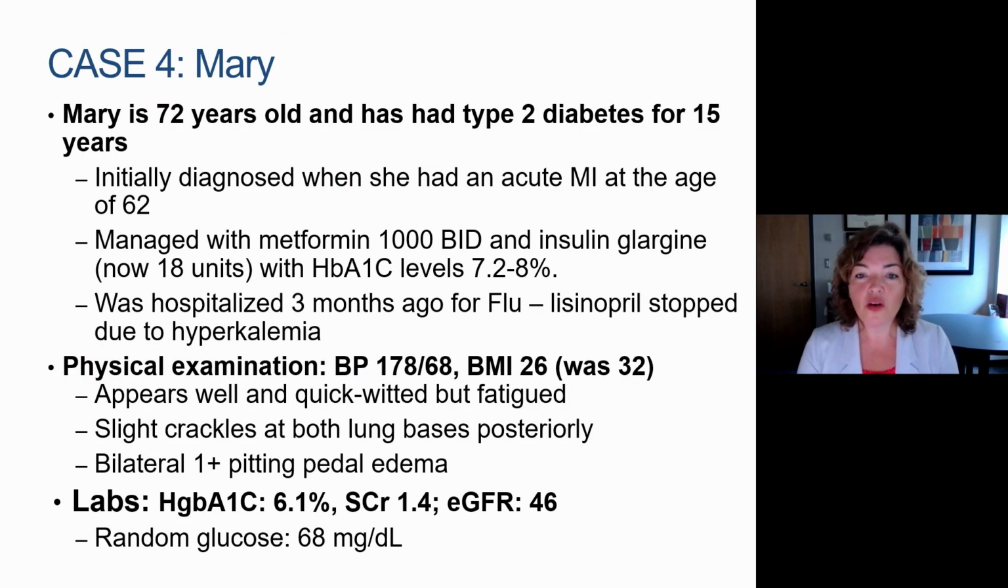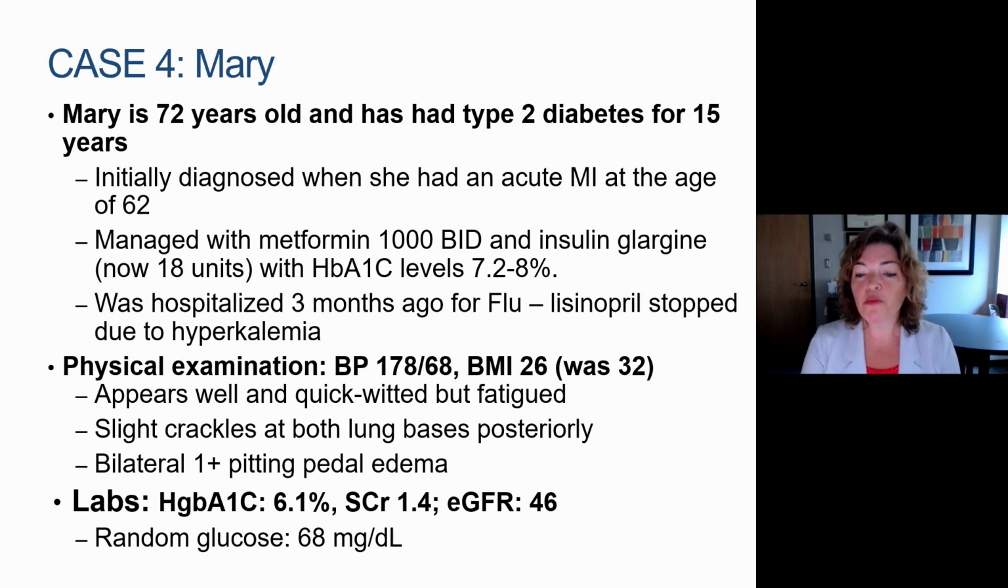All right, we have one case left, and this is Mary. She's 72. She's had type 2 for 15 years. She was initially diagnosed when she had an acute MI at 62. So it's 10 years after her MI. She's on metformin and insulin now. She was hospitalized for the flu recently.